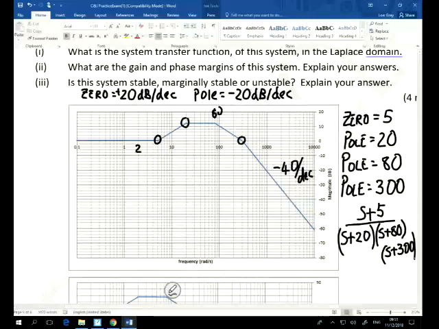If there were more zeros, would they just go on the top line as well? If there were more zeros, they'd be on the top line, yeah. And more poles would be on the bottom line.